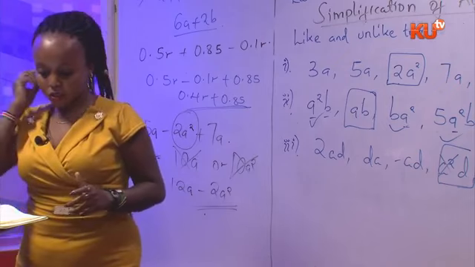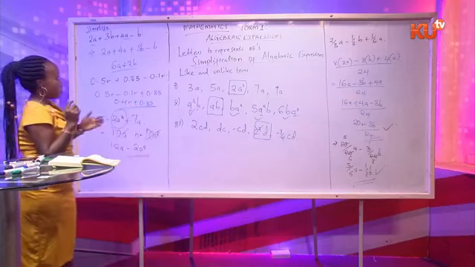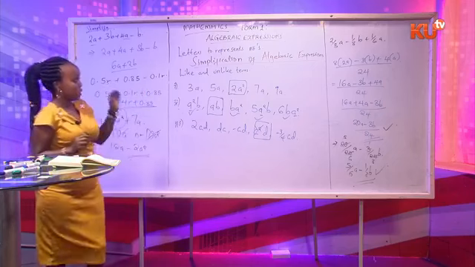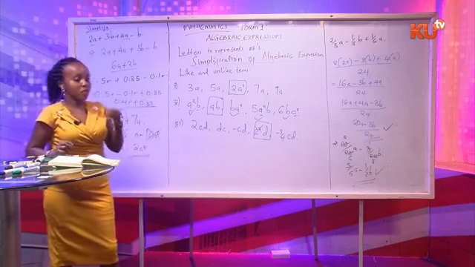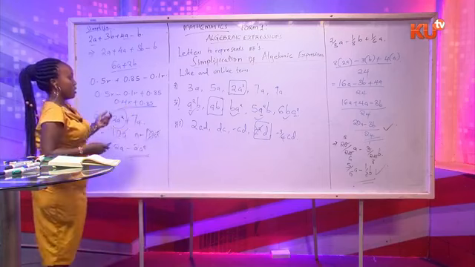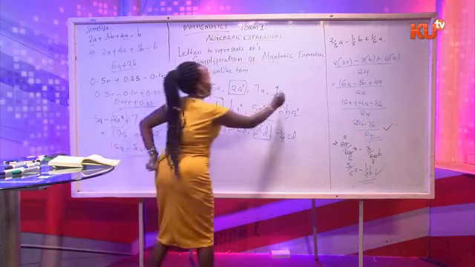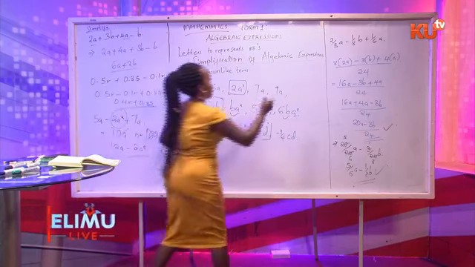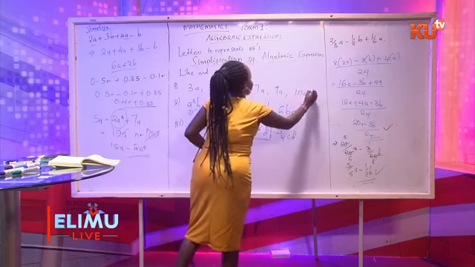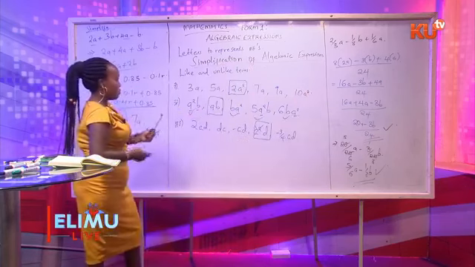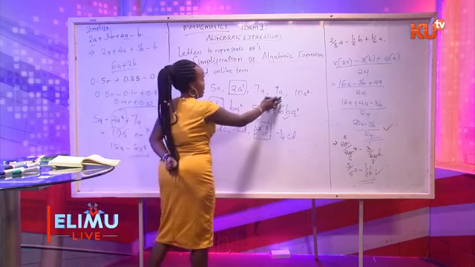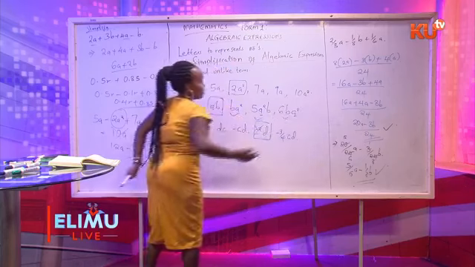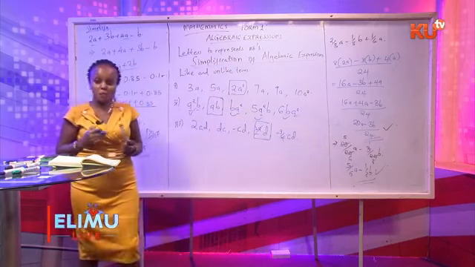So in like terms, to really know what like terms are, we say that like terms have the same letters or letters that are raised to the same powers. If we had another term here, let's say a term like 10a squared. So we could have terms like 3a, 5a, 7a, and 9a. Those are like terms. Then 2a squared and 10a squared will be like terms, because they have letters that are raised to the same power.